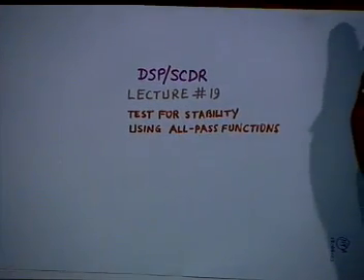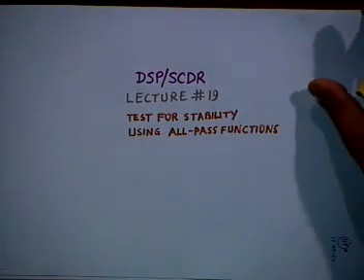This is the 19th lecture on DSP, and the topic for today is test for stability using all pass functions. Stability we shall test for an arbitrary IIR transfer function. All pass functions will be a via media. This again shows the importance of all pass functions in DSP.